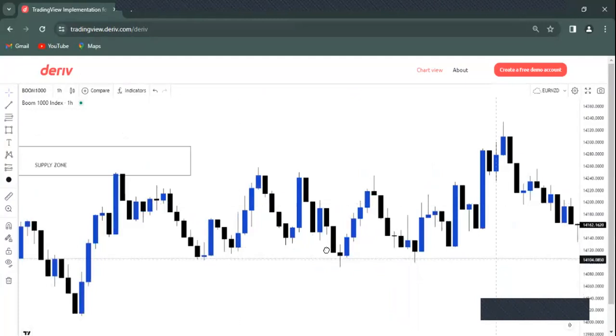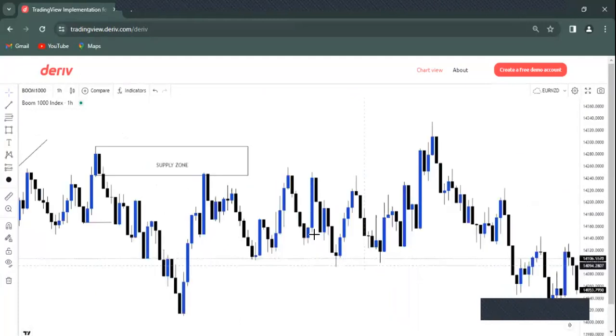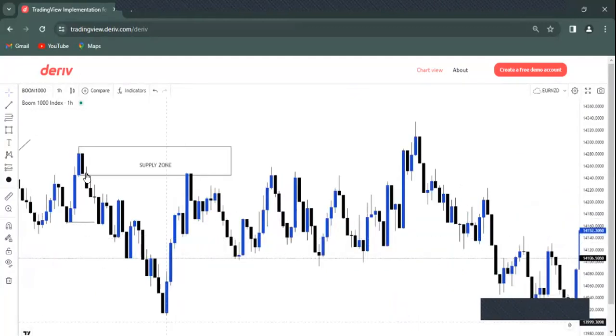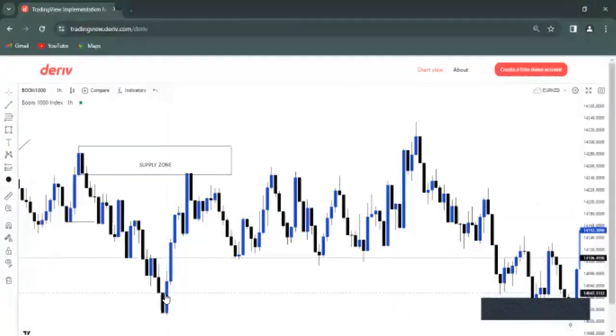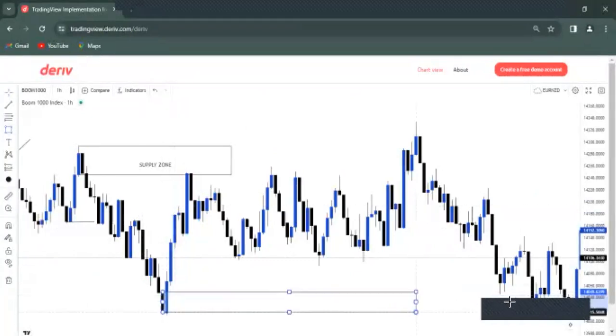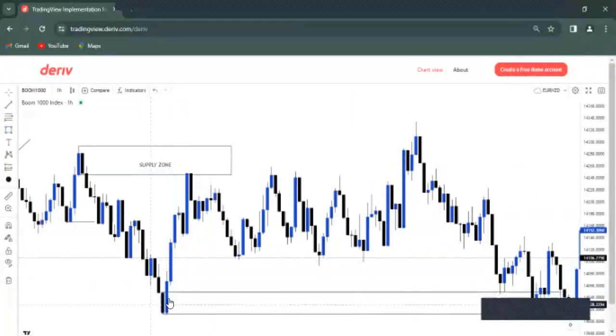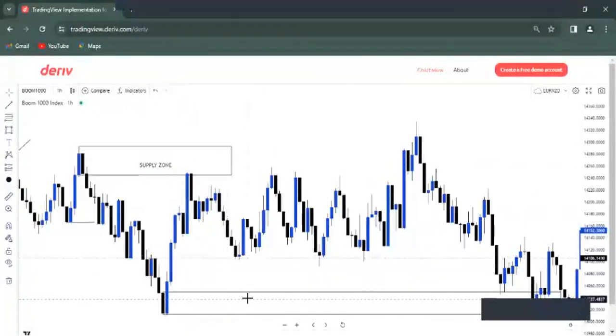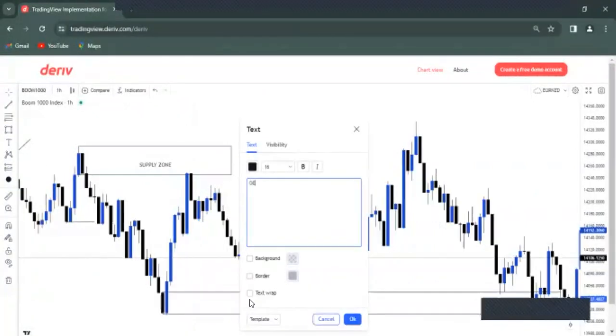Let me look for a very good example. We have the market moving in this way, and then a reversal. After the reversal, we have this last big candle. Now we're going to talk about the demand. We say it's a demand zone because the buys are not.